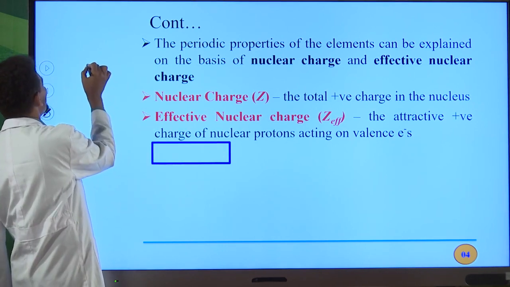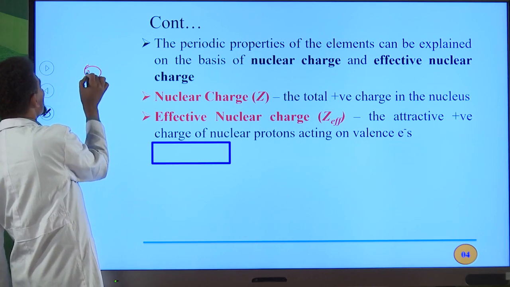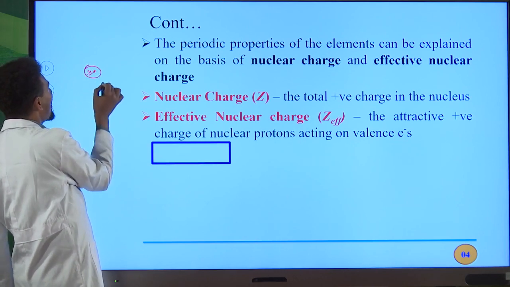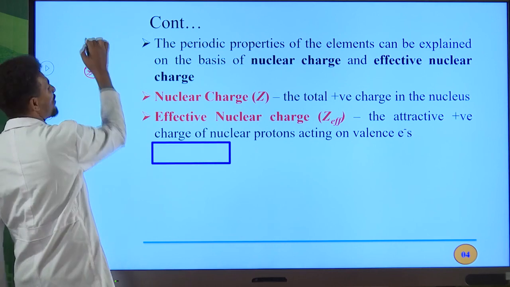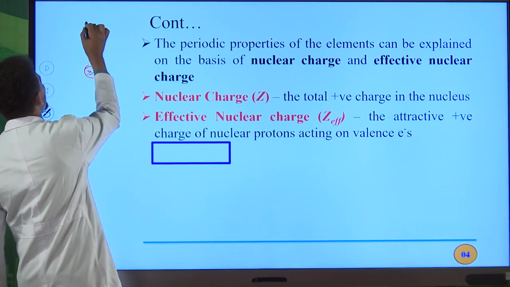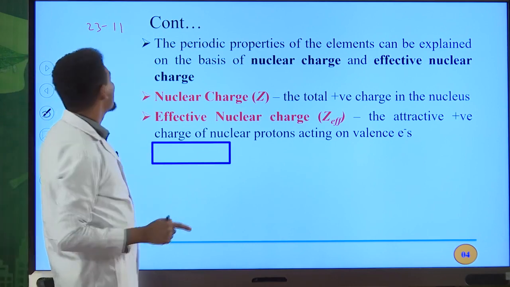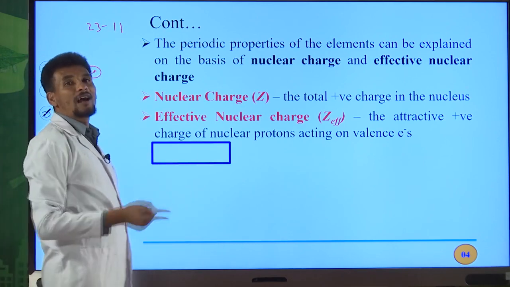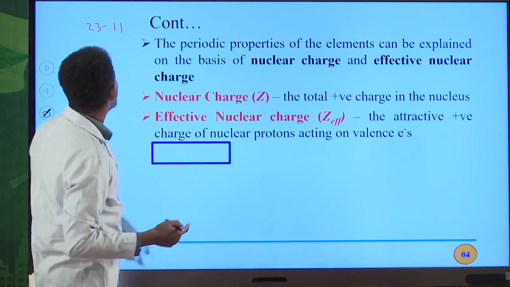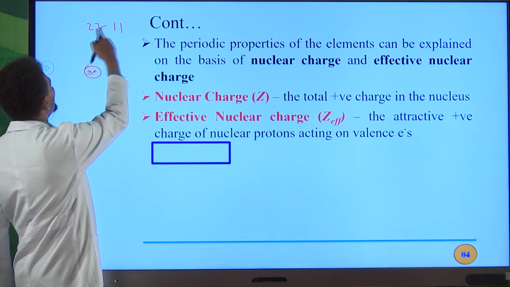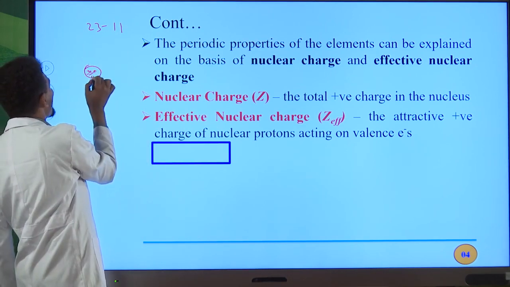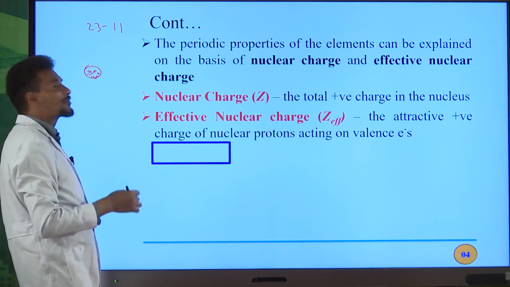This is the nucleus. In the nucleus we have 11 protons and also neutrons. For example, the mass of sodium is 23. 23 minus 11: atomic mass minus number of protons, or atomic number, gives you the number of neutrons for that atom. So 23 minus 11 is 12. We have 12 neutrons in the nucleus of the atom.